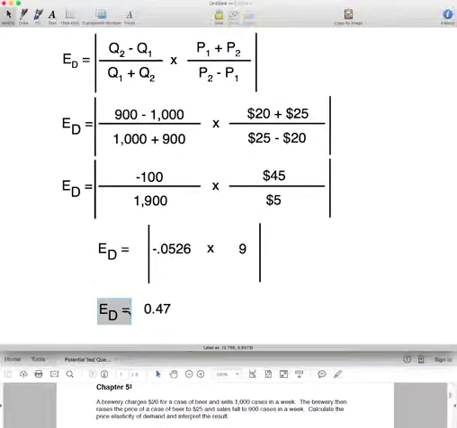So when you get this number here, make sure when you interpret it, you tell me exactly what this coefficient means. It means that for a 1% increase in the price, we expect to see a 0.47% decrease in the quantity demanded. And because the absolute value of the price elasticity of demand is between 0 and 1, the demand for this product is inelastic.